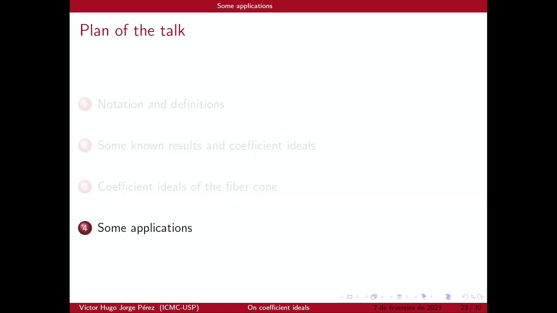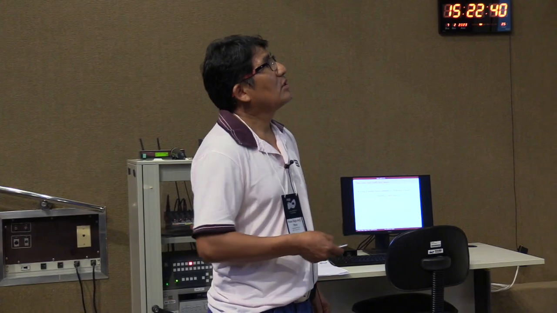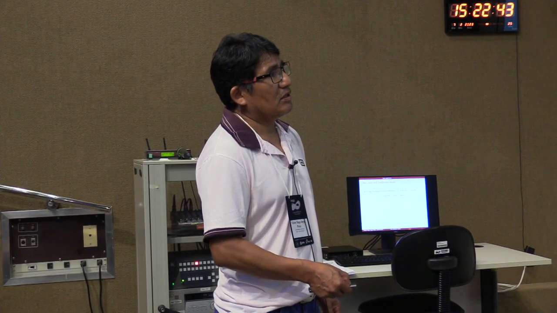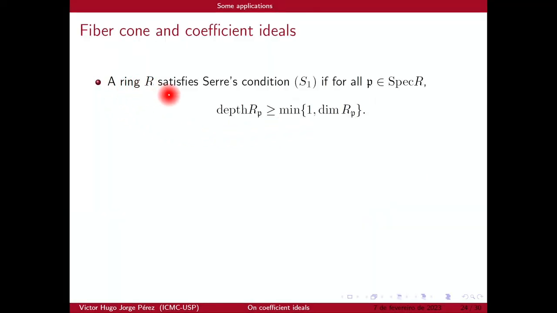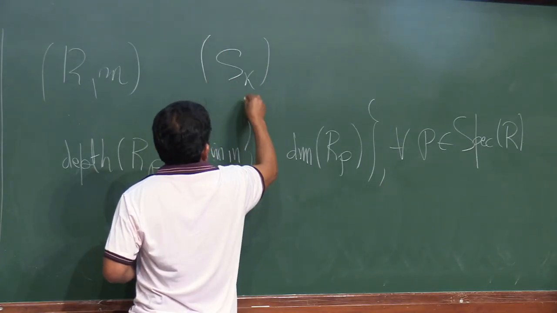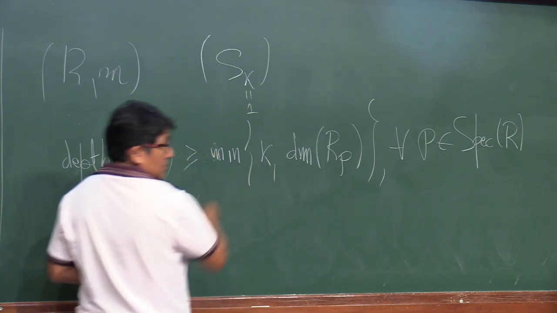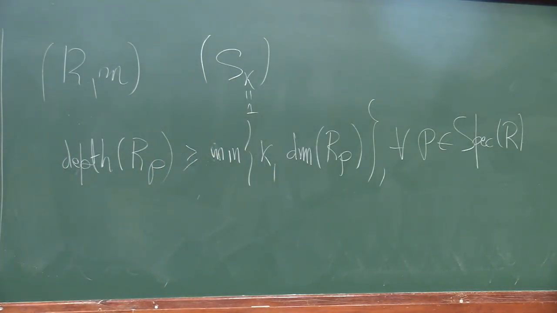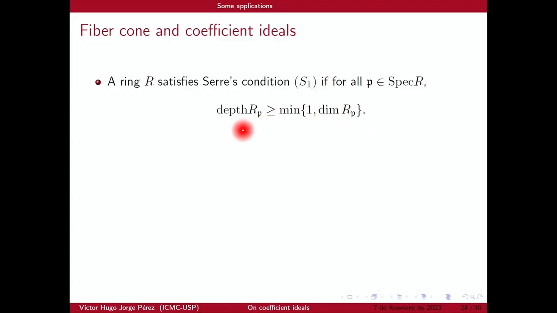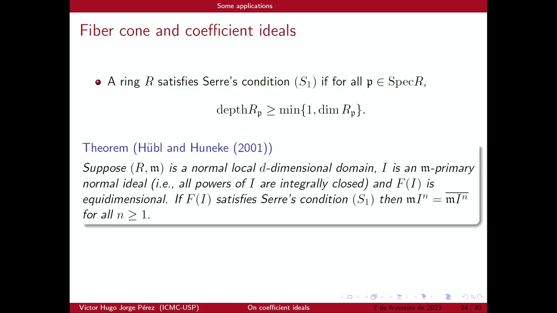Then I think more interesting than this result is the application. For example, I take here the Serre condition. R satisfies Serre condition S1. In this S1, the notation is Sk, where k is an integer, here k is one. In this case, R satisfies Serre condition S1 if for all primes P this inequality holds.